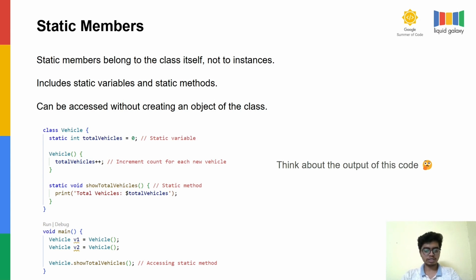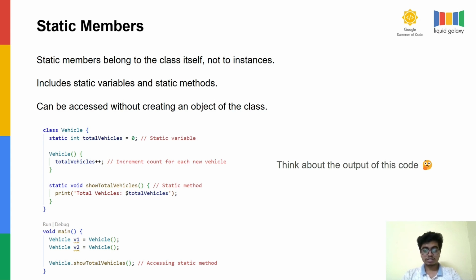Like in the example shown here, I've created a class named Vehicle and there is a static variable totalVehicles which is 0, and there is a constructor which simply increments the count of total vehicles, and there is a static method showTotalVehicles which is printing the total vehicle count. Okay, now in the main function I've created two instances of the Vehicle class and stored them in object variables, basically v1 and v2.